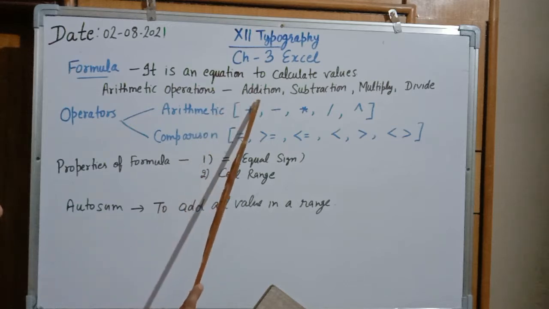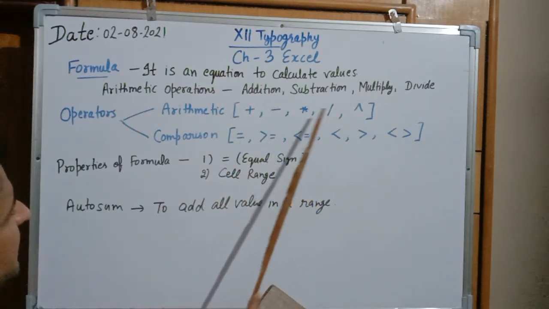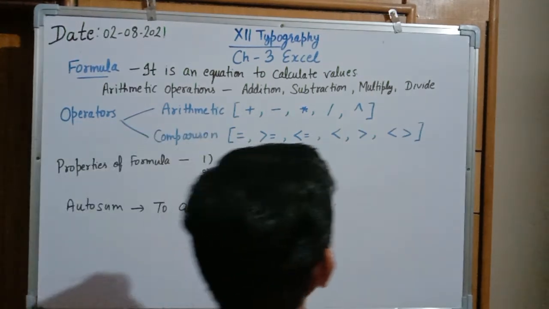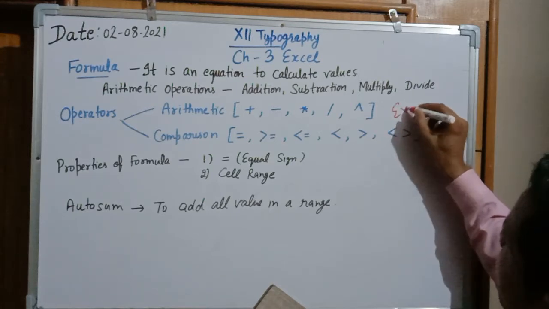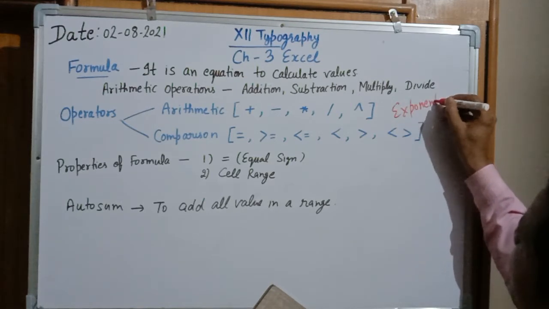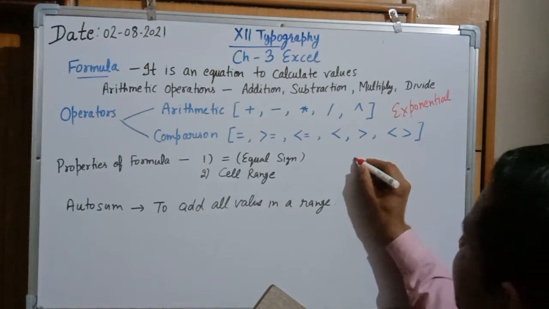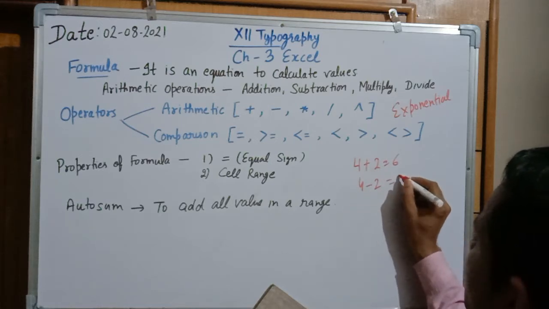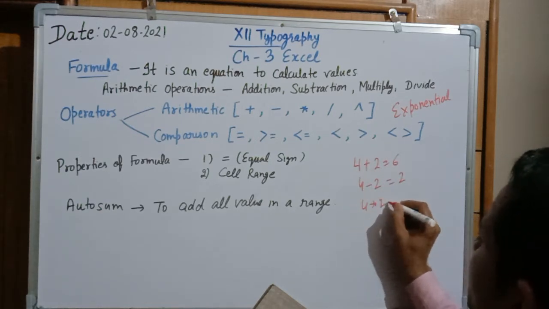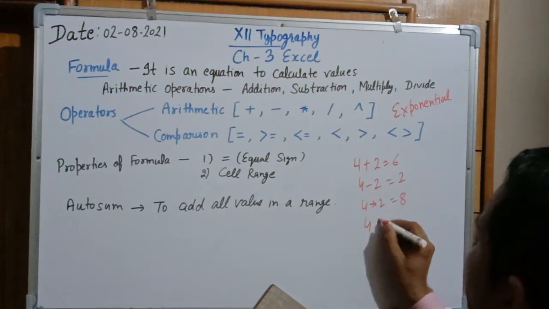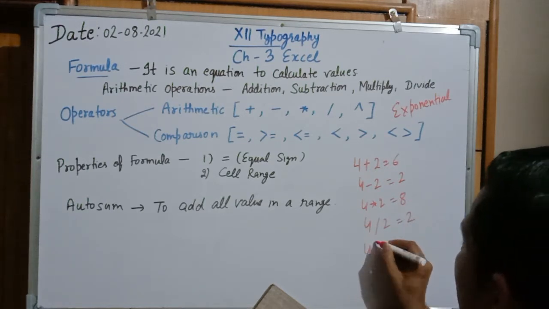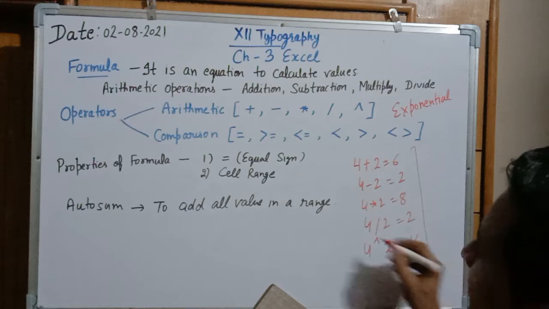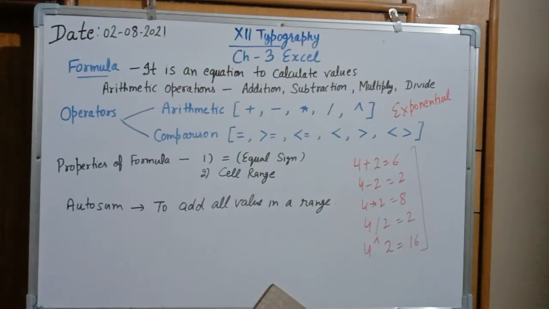Arithmetical operators are: for addition, sum; subtraction, minus; multiply, star; divide, slash; and the last one is known as exponential. What is exponential? That is used as a power symbol. Take one example. For example, 4 plus 2 is 6. 4 minus 2 is 2. 4 star 2 is 8. 4 divide 2 is 2, and 4 exponential 2 is 4 raised to power 2, that is 16. These are all part of arithmetical operations.